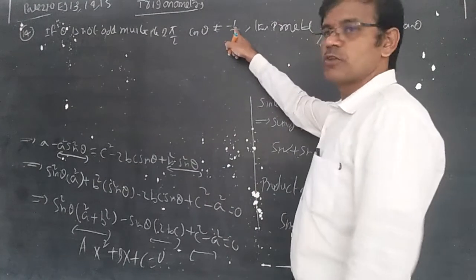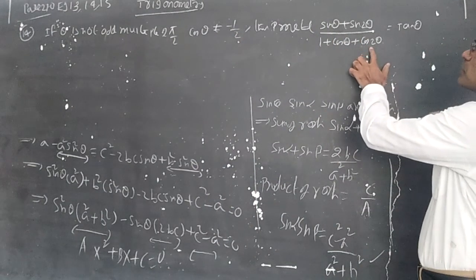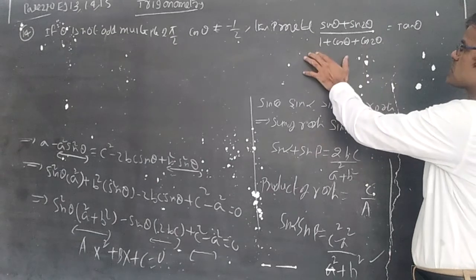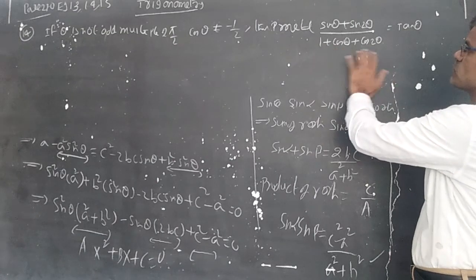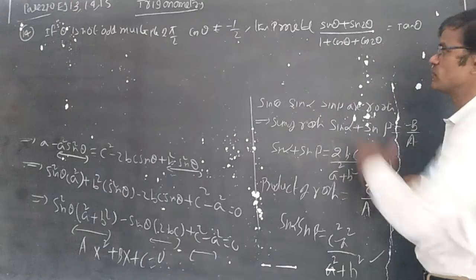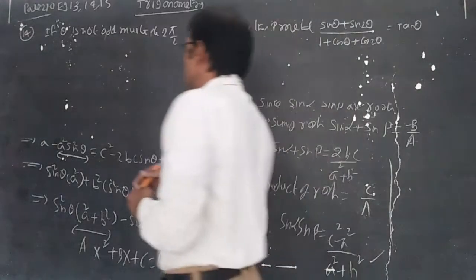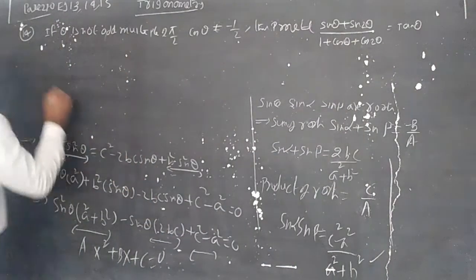So you should not get a value that is not defined. And if cos theta is equal to minus 1 by 2, put it here: 1 plus of minus 1 by 2, minus 1 by 2, minus 1, 1 minus 1 becomes 0. The denominator should not get 0, that is why it is given. No need to worry about the given condition.